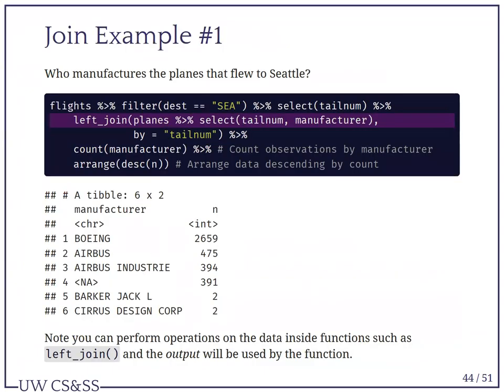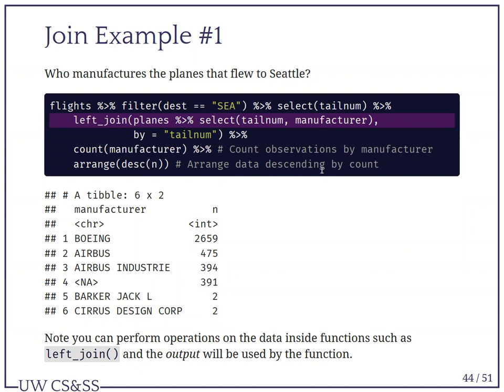So let's talk a little bit about examples of what you could join together. Here we can take the flights data and then filter the destination to Seattle. And then we can select the tail number from the flight and then left join the planes data and select from the planes data just the tail number and the manufacturer and then join it by the tail number. And then we can count how many manufacturers were involved in flights that left anywhere in those 3 New York places in 2013 and landed in Seattle. And then we can arrange them in descending order.